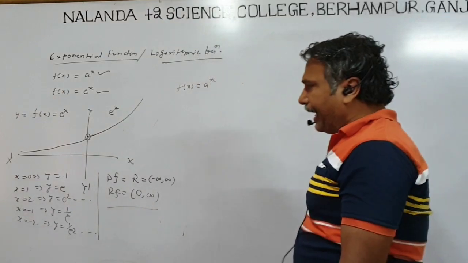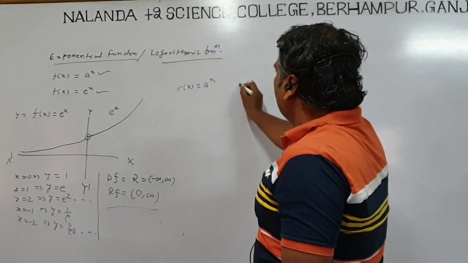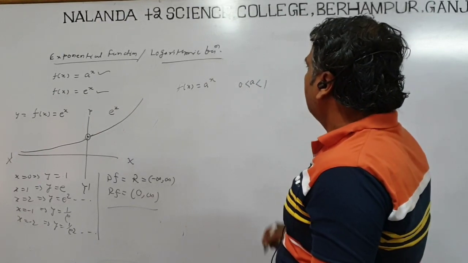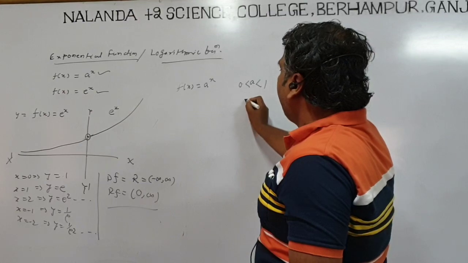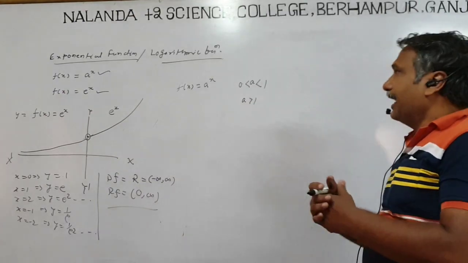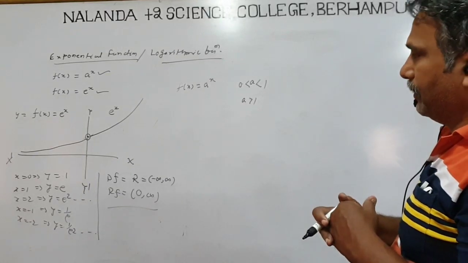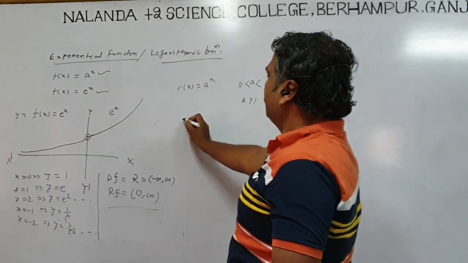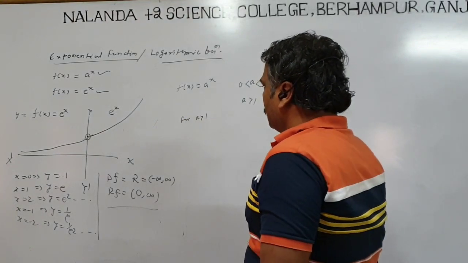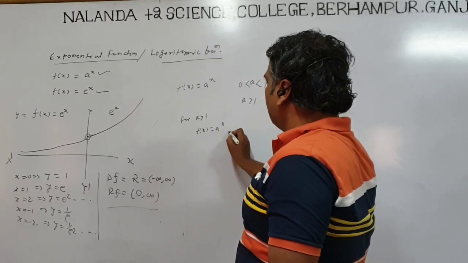Now it depends upon a. But a is greater than 0, less than 1. What is the value of this one? Then a is greater than 1. There are two cases. One is a lies between 0 to 1, and another is a is greater than 1. Let us say first for a is greater than 1. So what is f of x? f of x equal to a power x.